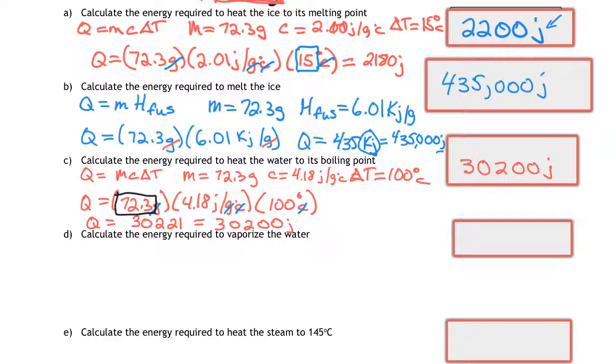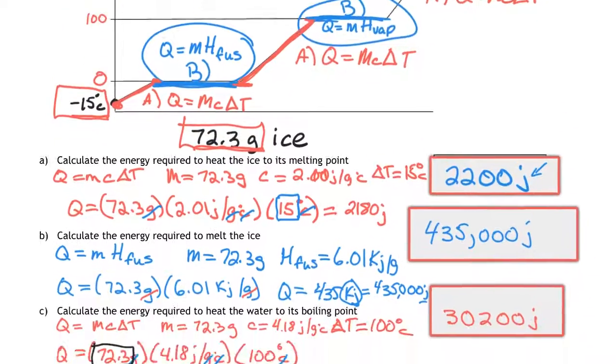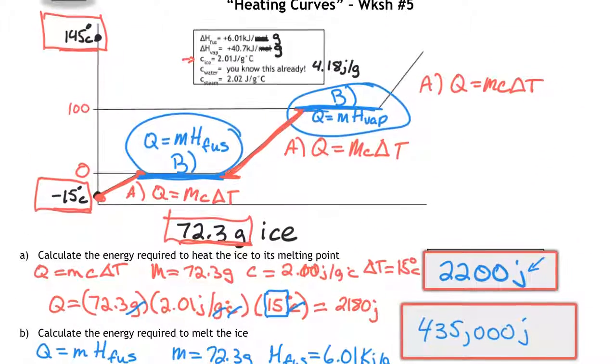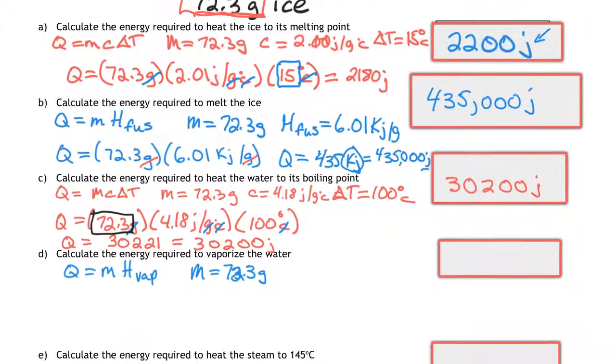Calculate the energy required to vaporize the water. So I'm going to be in this portion of my graph, and I'm going to use the formula that's right there. Q equals the mass of the water times the H of vaporization. My mass stays the same, 72.3. I have to go up here to find the heat of vaporization. That's going to be 40.7 kilojoules per gram.